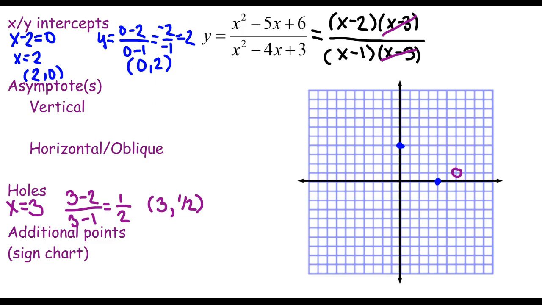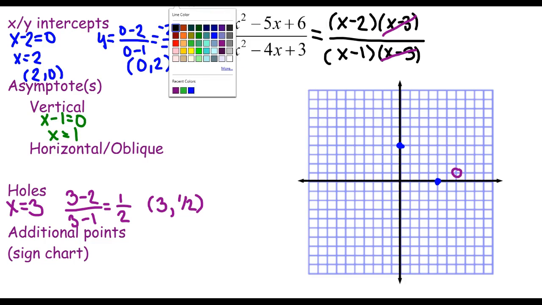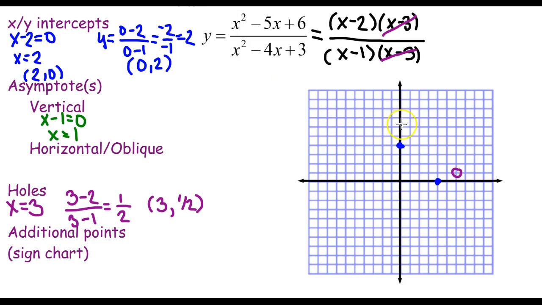So now I have my intercepts. I know where those are. Now I'm going to look at my vertical asymptotes. We got rid of that x minus 3. It divided out with the numerator. So now I'm just concerned about that x minus 1. So x minus 1 equals 0. That's going to give me a vertical asymptote at x equals positive 1. So I'm going to go ahead and graph that. Positive 1 is my asymptote there.